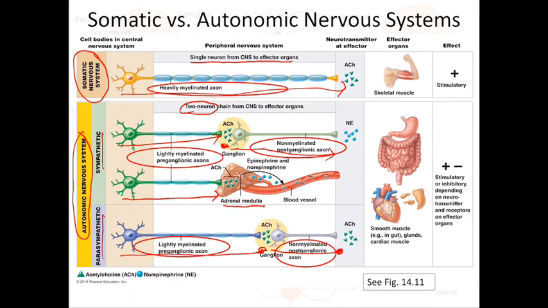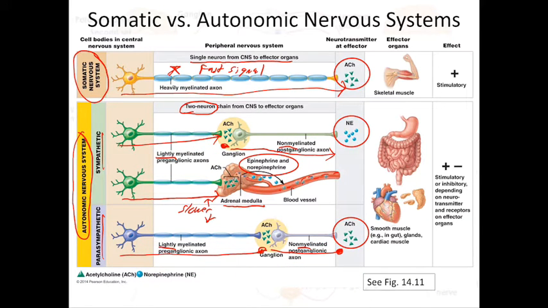Second one is the fact that myelination is very different. Somatic is large axon, heavily myelinated, so this is a very fast signal. Okay, when we look at the parasympathetic and sympathetic, we have lightly myelinated axon for the preganglionic ones, and then non-myelinated for postganglionic. So much slower signal for both this one and this one.